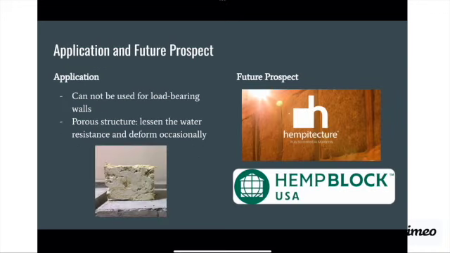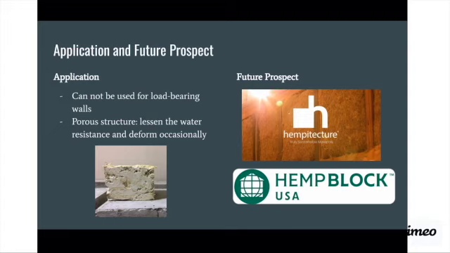However, hempcrete has some limitations in its application. Because it takes a long time to cure, hempcrete cannot be used for walls that handle heavy weights. Also, the porous structure of hempcrete sometimes creates a bad environment for the wall to be water resistant and deformed by itself, like in the image above.